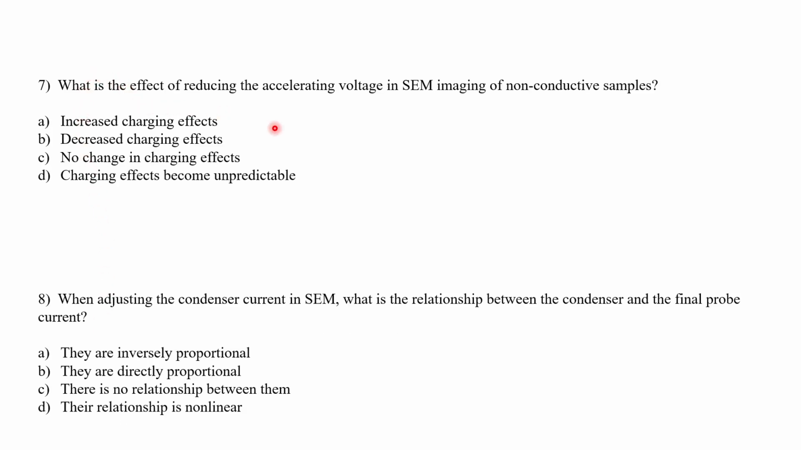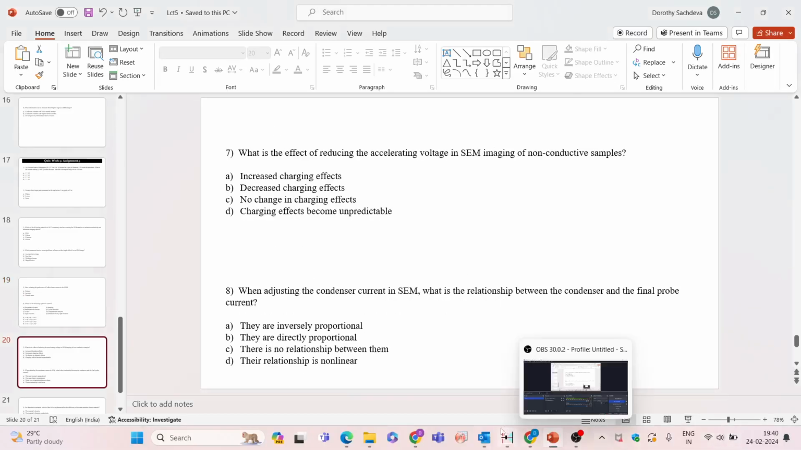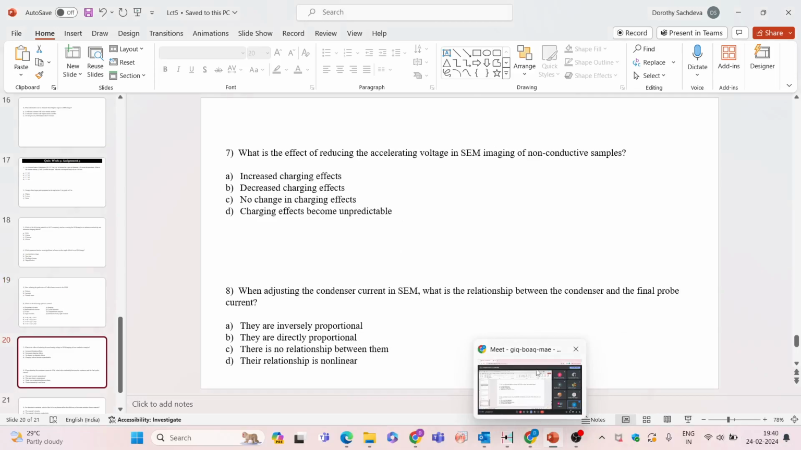Question number 7 says, what is the effect of reducing the accelerating voltage in SEM imaging of non-conductive samples? If the sample is non-conductive, firstly there will be charging of the specimen. If you are decreasing the accelerating voltage, that means you are providing less energy. Less accelerating voltage means less.